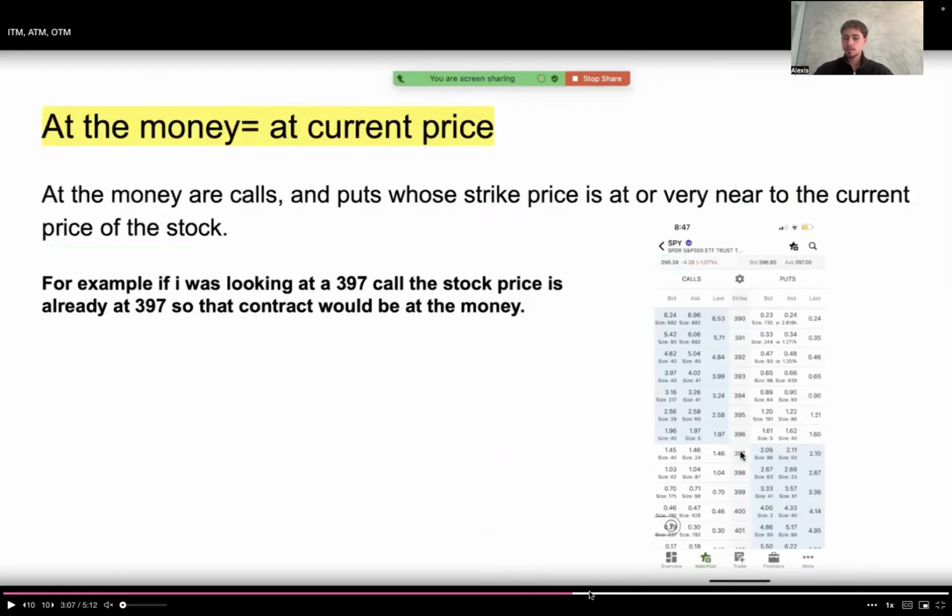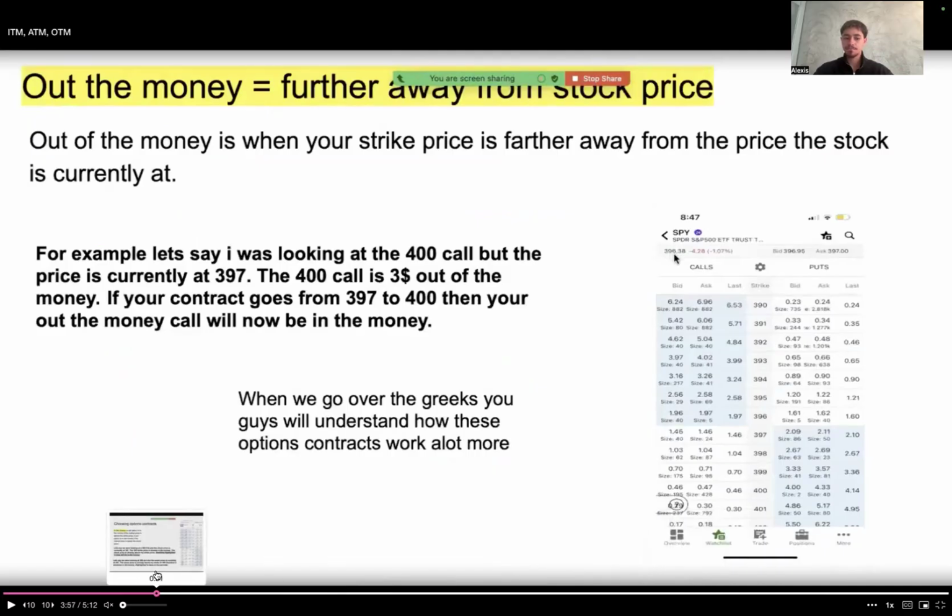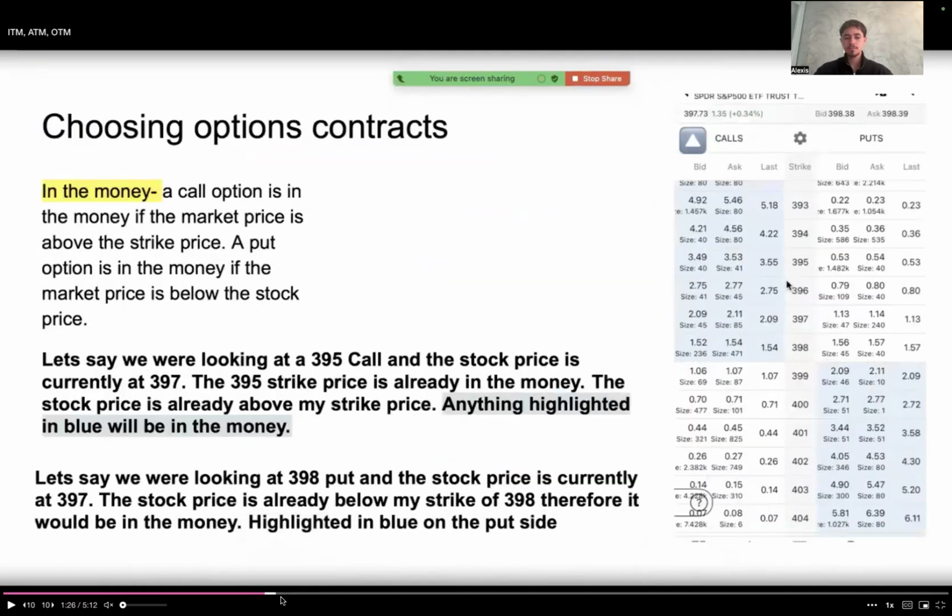Okay. Next one's gonna be in the money. In the money, this is where people get confused a lot of the time. In the money is basically anything, you see how all these are highlighted in blue? All this is highlighted in blue. Basically, any number that we have already passed, right? Any number that we have already passed. So notice how they're more expensive too. The 393 calls are like 546. We're currently at 397.